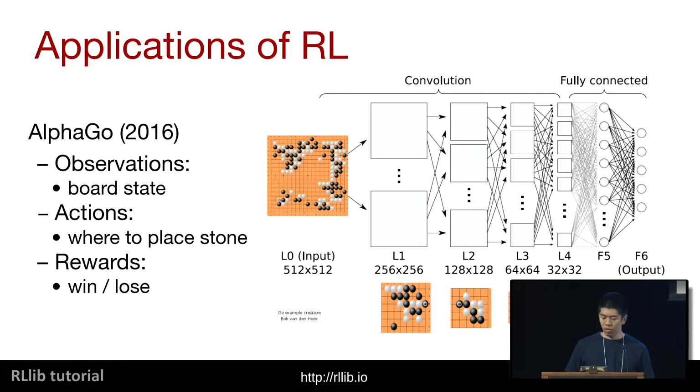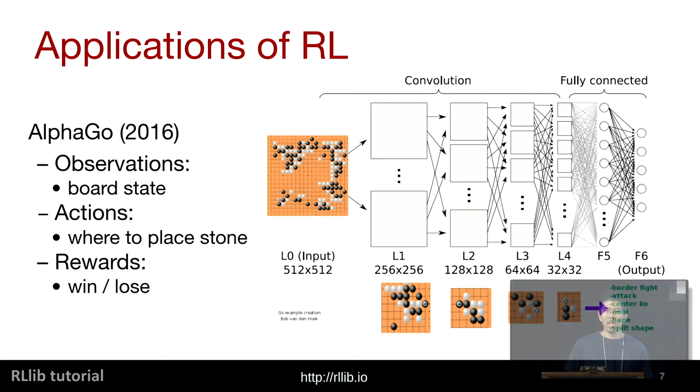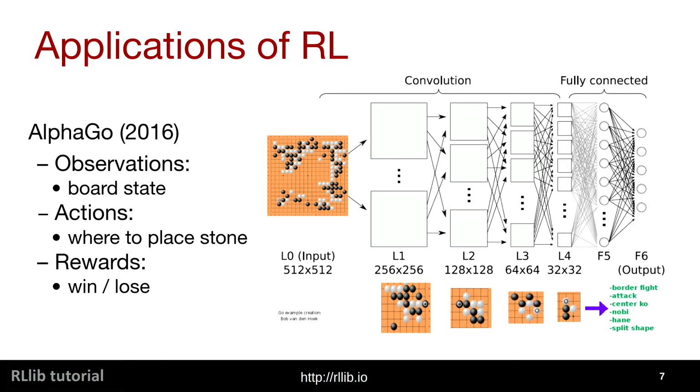There are a growing number of applications of reinforcement learning, and one of the first successful examples of deep reinforcement learning is AlphaGo from 2016. You can see playing the game of Go as a reinforcement learning problem pretty simply. The observations are the board state, the actions are where to place your stone, and the reward is whether you win or lose the game.